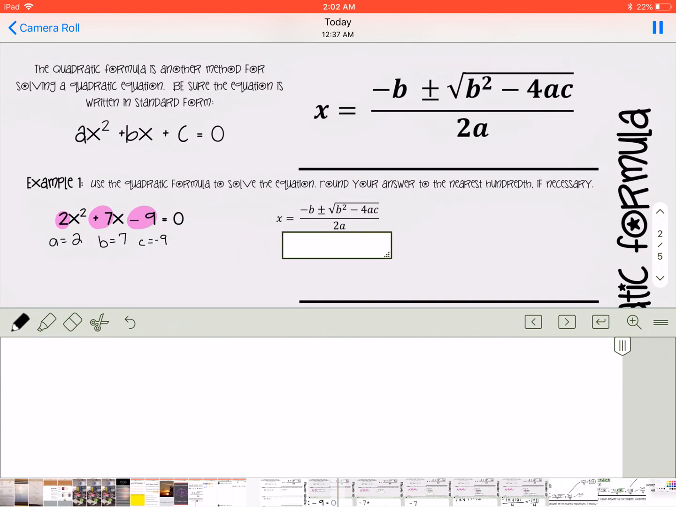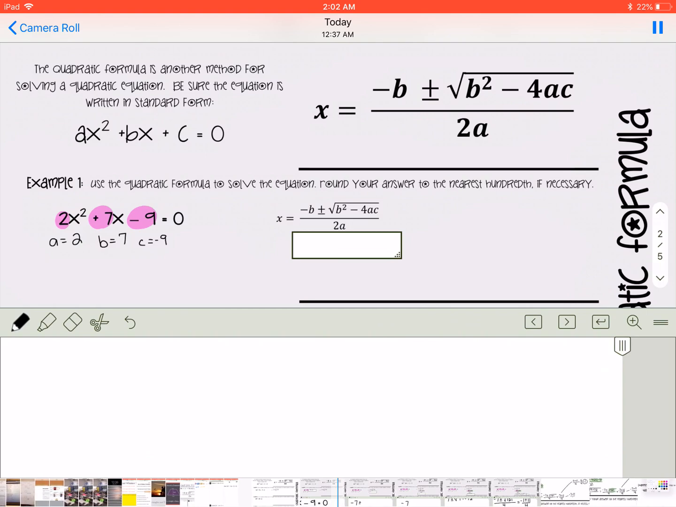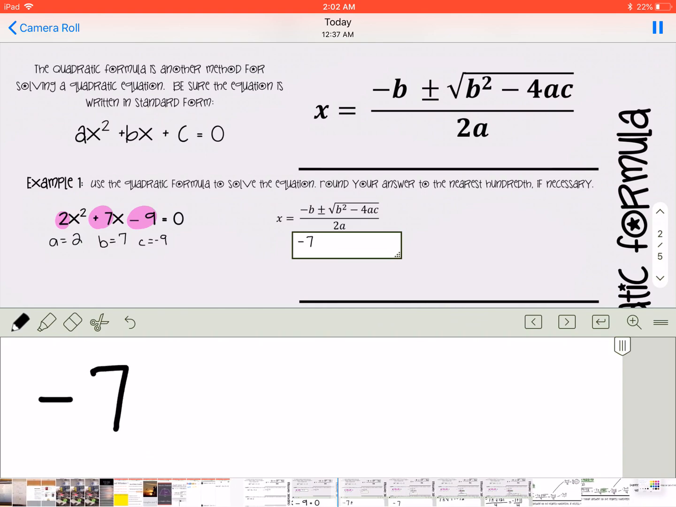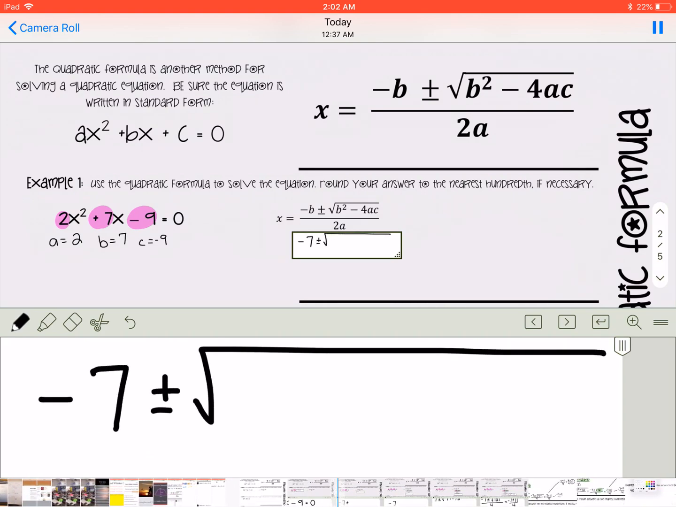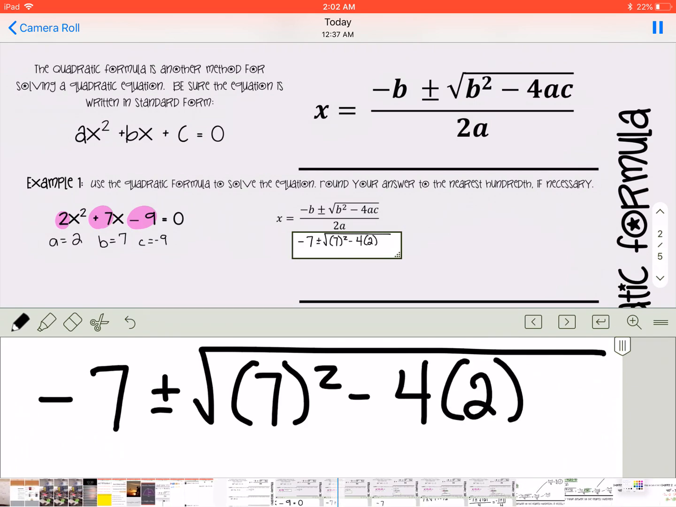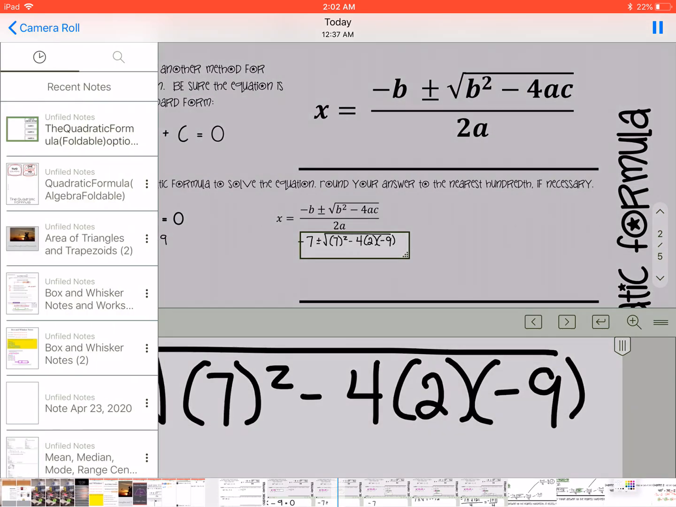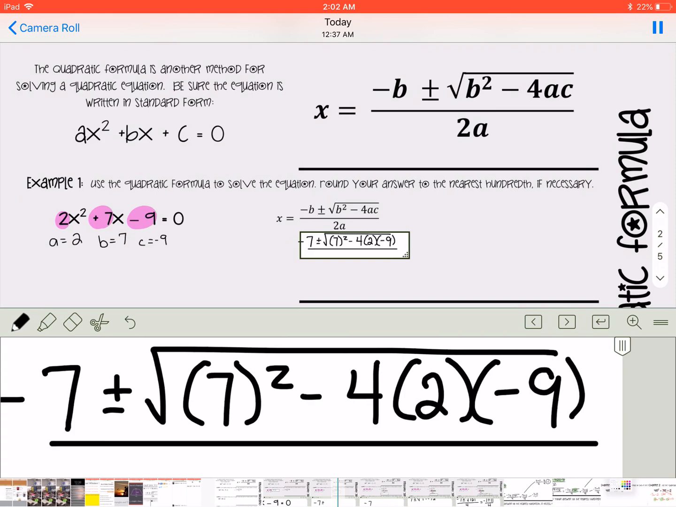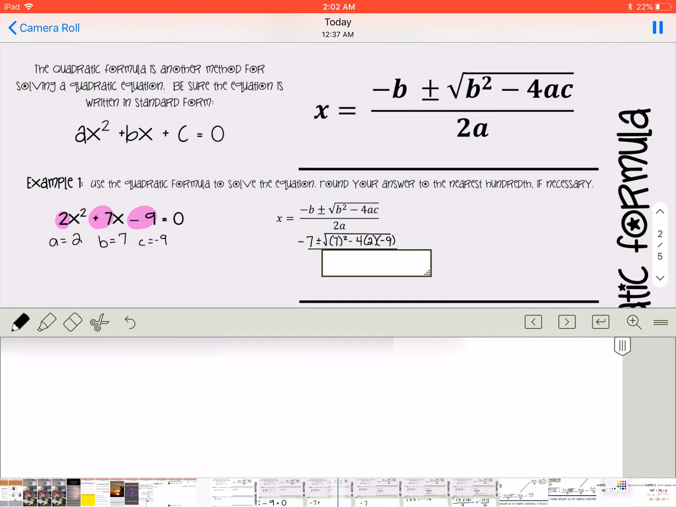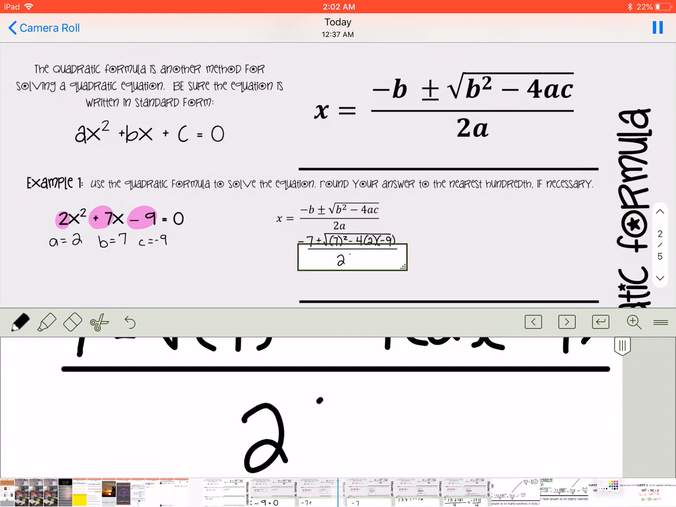Alright, so now we need to plug it into our formula, which is the opposite of b plus or minus the square root of b squared minus 4ac all over 2a. So b is 7, so the opposite of 7 being negative 7 plus or minus the square root of b squared minus 4ac all over 2a, and our a is actually our 2 as well, so 2 times 2.